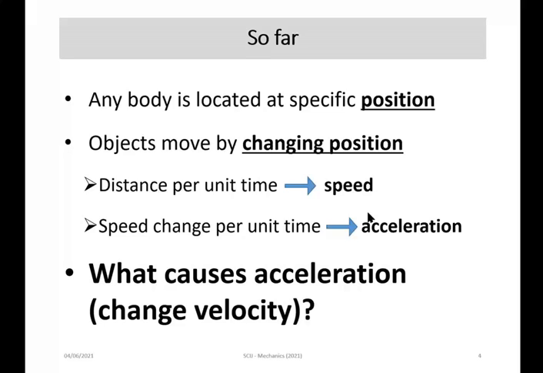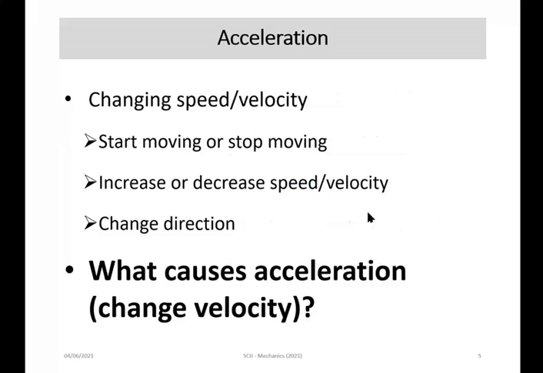So the question is, what causes acceleration? In other words, what causes an object to change its state of motion or rest? Remember, acceleration can come in various forms. Indeed, if a body starts moving from rest, it has accelerated. And if it stops from moving, it has decelerated. They all constitute acceleration. Then if it changes speed or velocity, it has accelerated. And changing direction also constitutes acceleration.